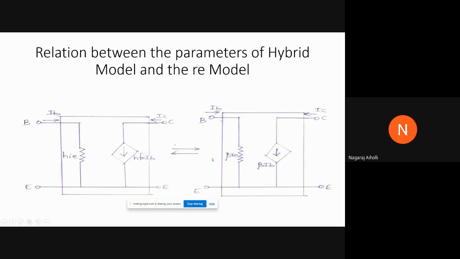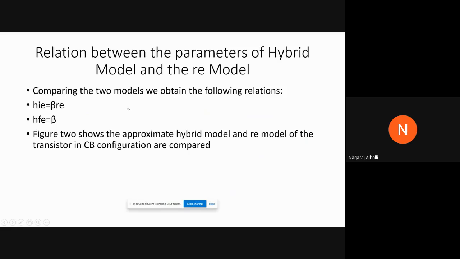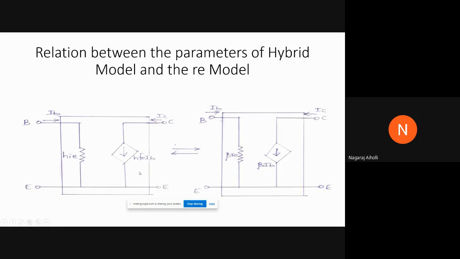Right. Then the same is highlighted here. Comparing the two models, we obtain the relations. That is, HIE will be equal to beta RE and HFE will be equal to beta. This is the relation between the parameters of the hybrid model of common emitter configuration and the parameters of the RE model of the common emitter configuration.